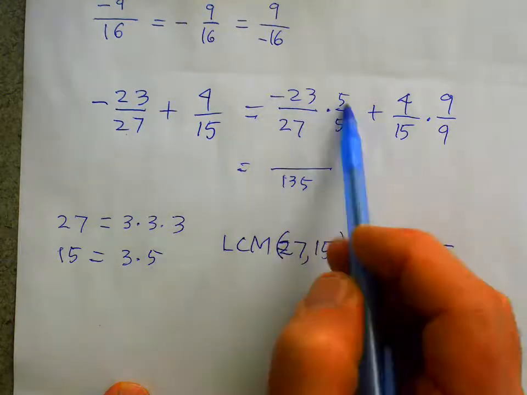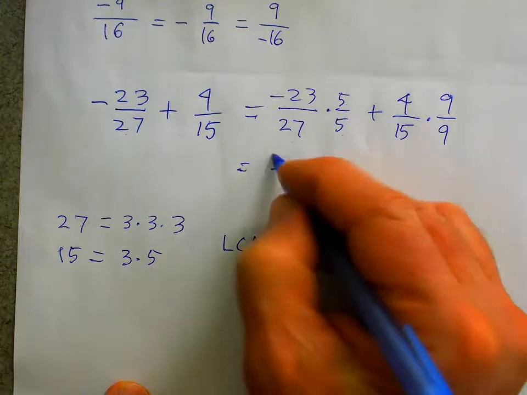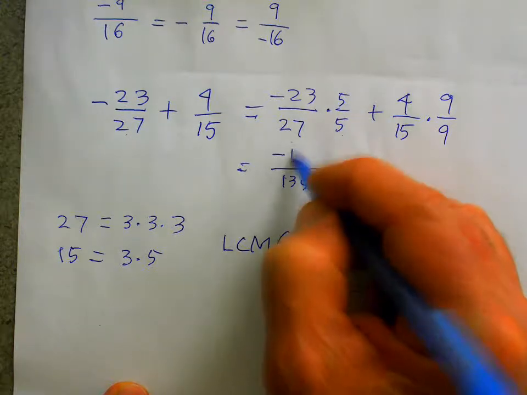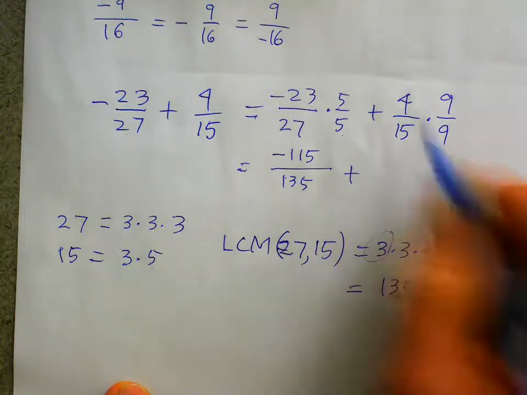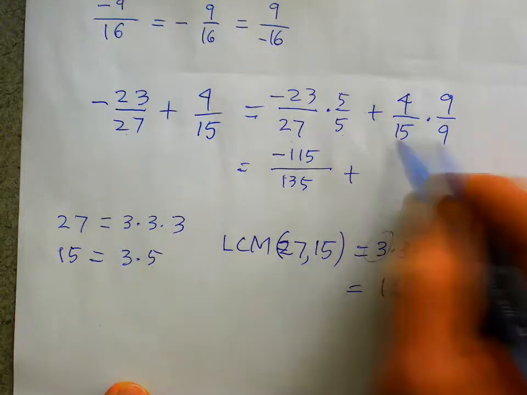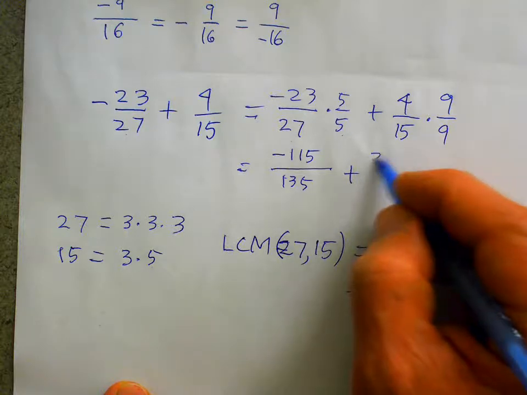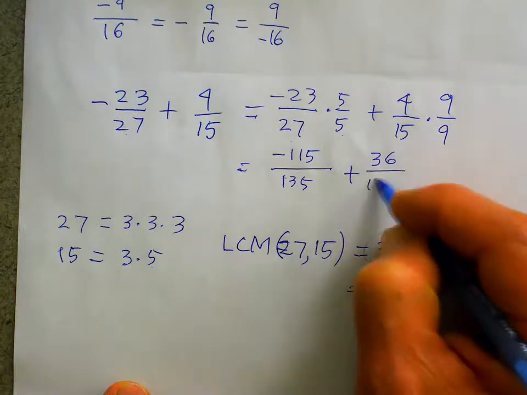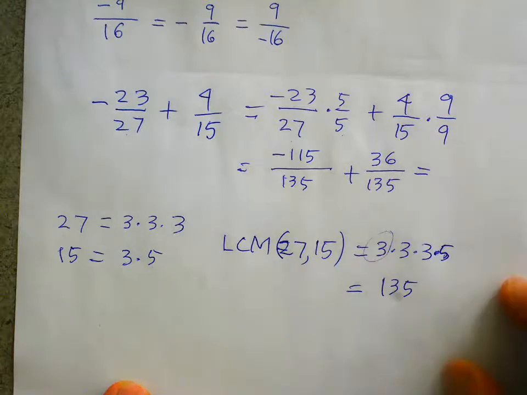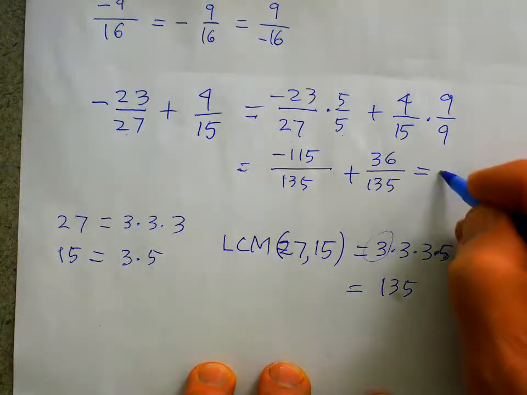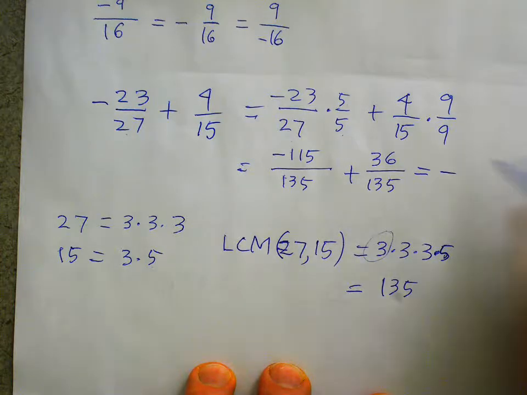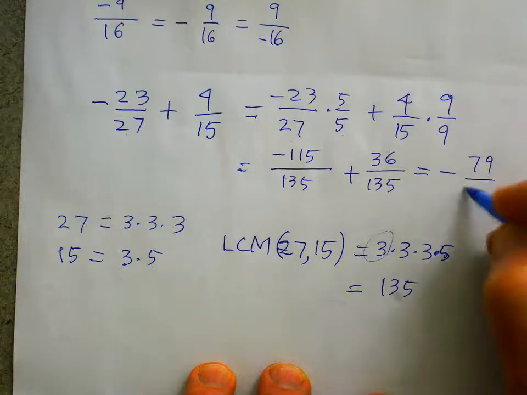Negative 23 times 5 is negative 115. And then plus 4 times 9 over 135, I get plus 36 over 135. And then I'm going to get negative 79 over 135.